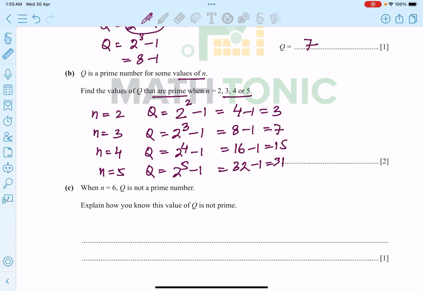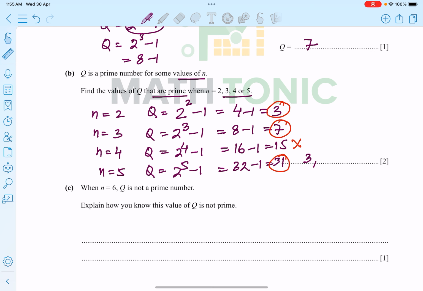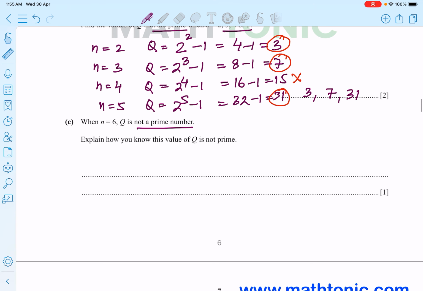So out of these 4 numbers, you can see here that 3 is a prime number, 7 is a prime number, 31 is a prime number. So 15 is not a prime number. Got it, everyone? So we have only 3 answers that are prime: 3, 7, and 31. Got it? Yes. Next question is given when n equals 6, q is not a prime number.